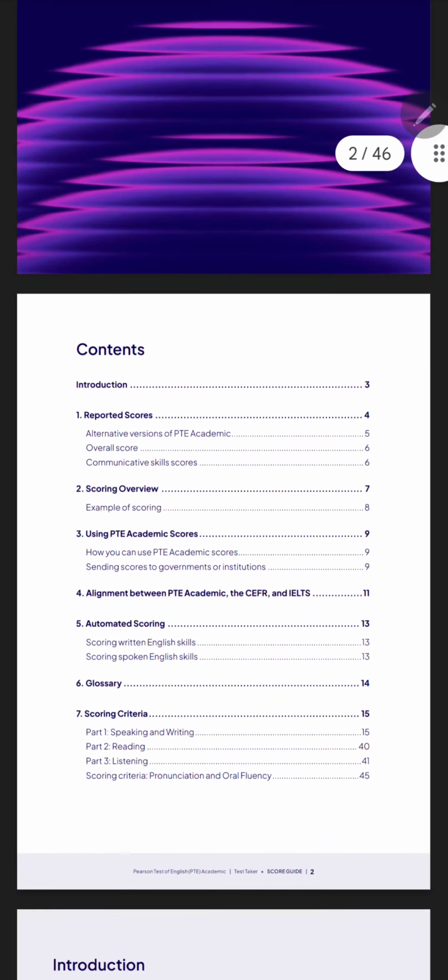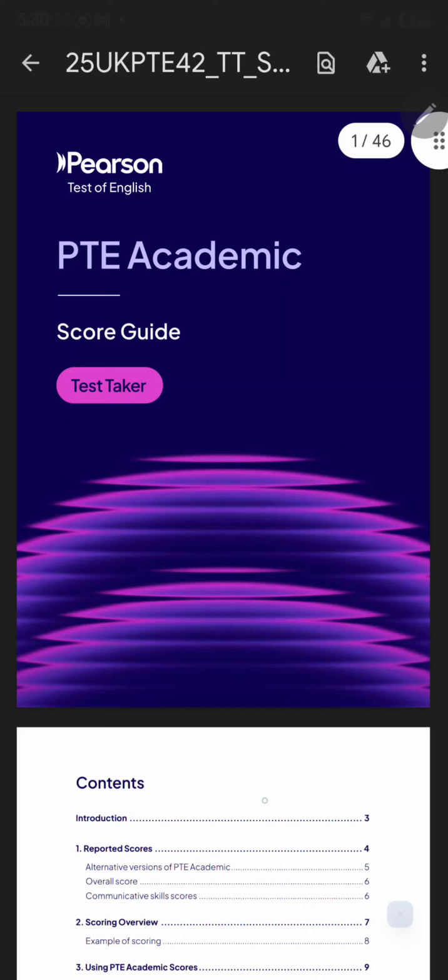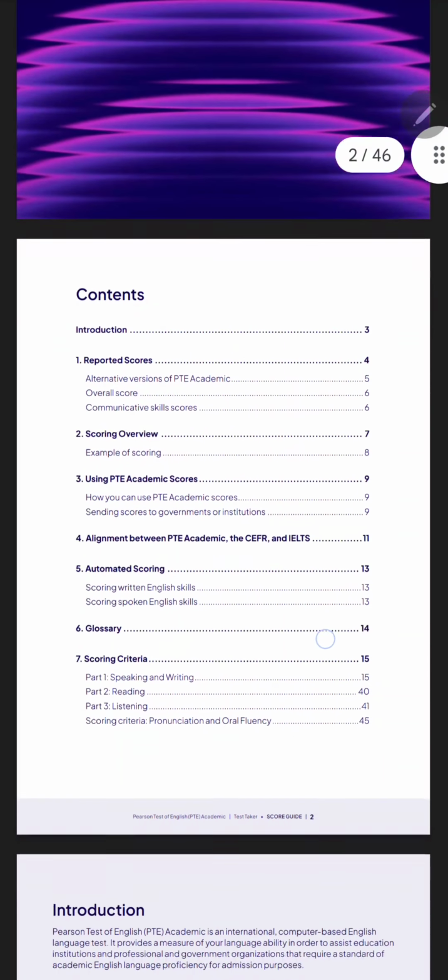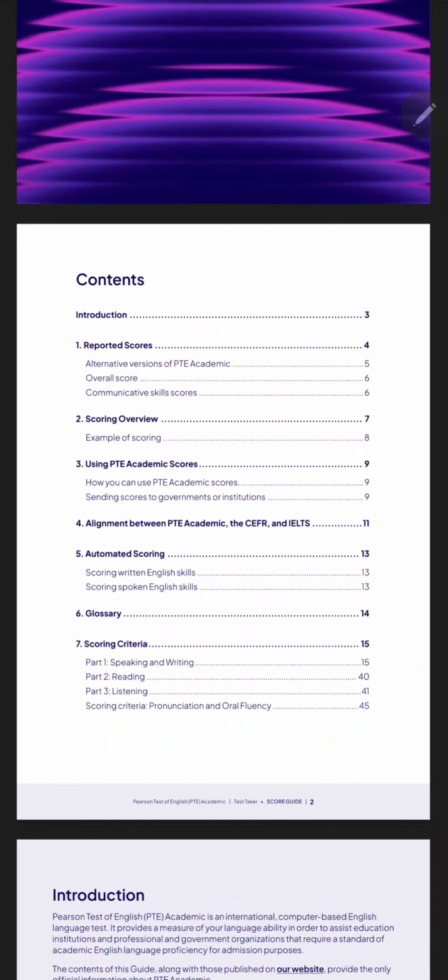Okay, so here is the table of contents. Introduction, it's just a few lines. Reported scores, part 1. Scoring overview, where we can see some examples of scoring. Part 3, using PTE Academic scores, how we can use them.